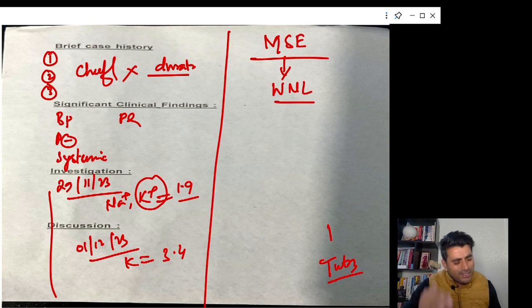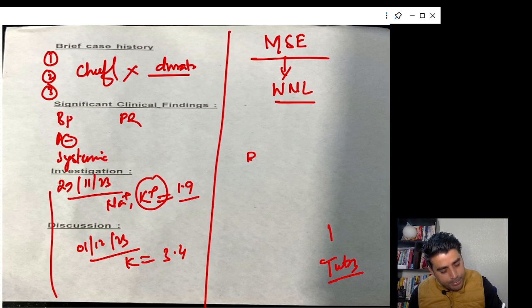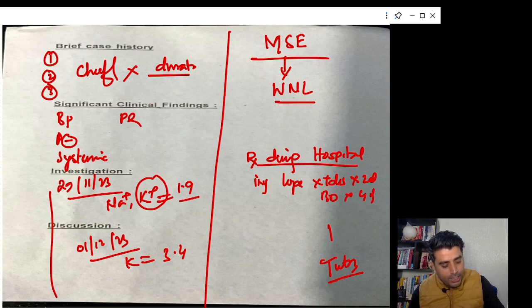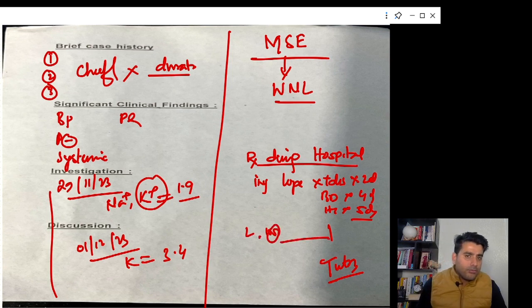Before putting your signature, it is very essential, or rather we can say it is better, to write the treatment received during hospital stay. Whatever treatment he has received in the hospital, like injection Lorazepam TDS, meaning 3 times daily, for 2 days, then BD for 4 days, HS for 5 days. Then we can write injection thiamine or any other things that can be given.